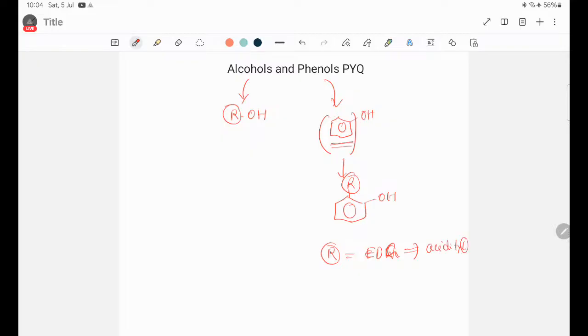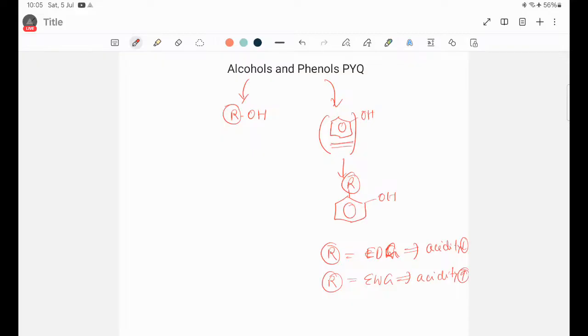Why? Because the R group pushes electron density towards the OH group, so the bond polarity of OH will be reduced a bit, and that's why the acidity is reduced. Whereas if R is an electron withdrawing group, EWG, then the acidity of this phenol will be increased. Why? Because the polarity of the OH bond will be enhanced, as the group pulls electron density from the OH group. So the polarity difference between O and H increases and the acidity increases.